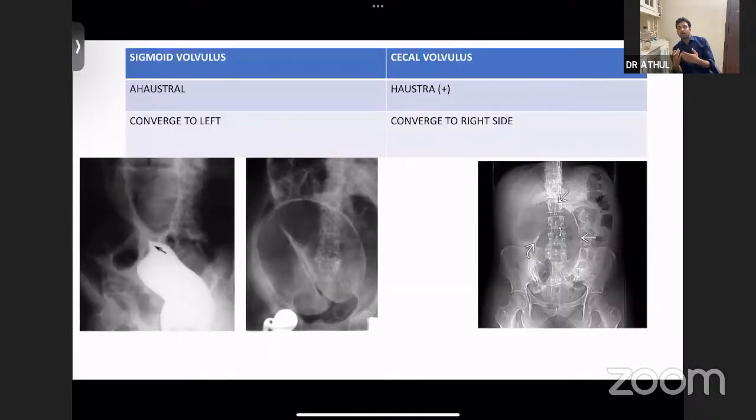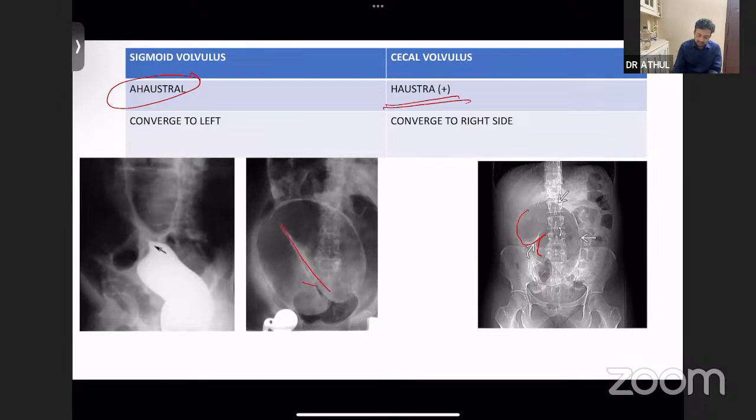So the thing you have to understand is you should remember how to differentiate between a sigmoid volvulus and cecal volvulus. Always remember sigmoid volvulus will be having this classical coffee bean appearance. You won't be able to see any haustra here. But see, in cecal volvulus, you are seeing multiple haustra. So in cecal volvulus, always some haustra will be seen.